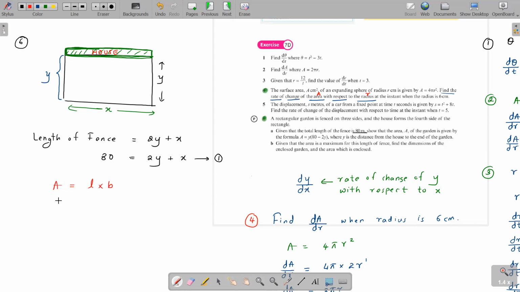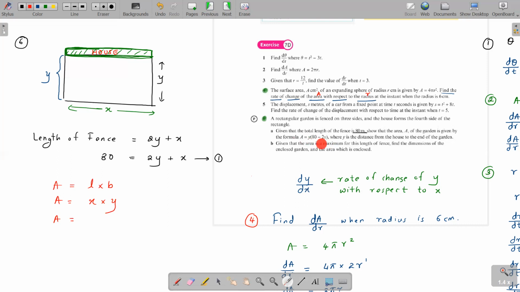Length into breadth. What is the length into width here? Length is x, width is y. Are you with me? X into y. So what is x? But we need to actually show that the area is in terms of y.